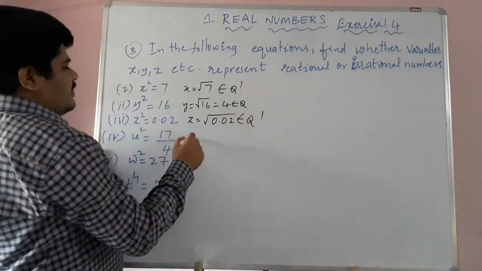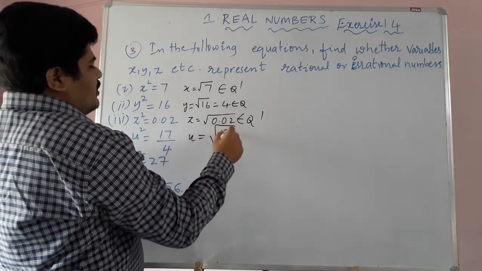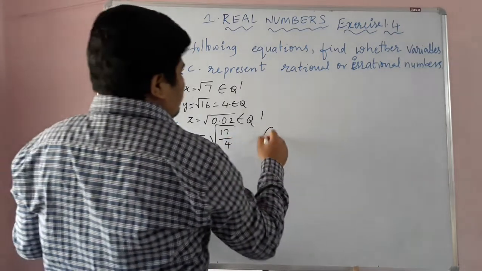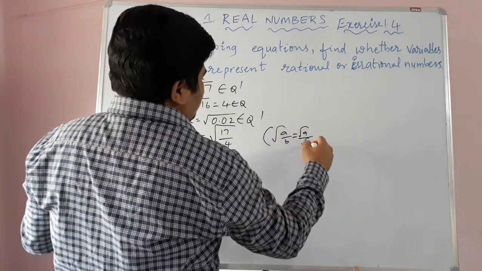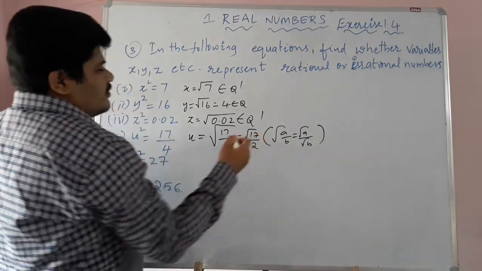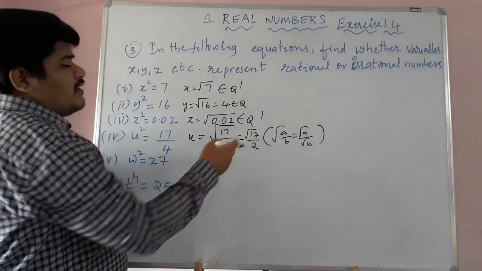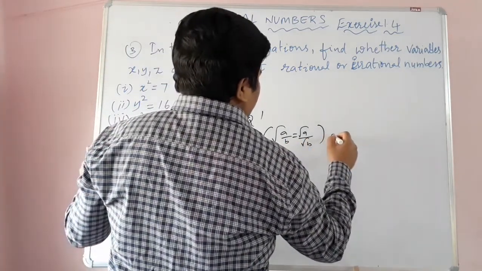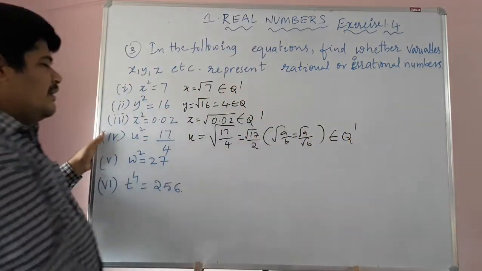And u square is equal to 17 by 4. So u is equal to under root of 17 by 4. Students, we have one formula: under root of a by b is equal to root a by root b. So this can be written as root 17 by root 4, which is 2. So root 17 by 2 is irrational only. 17 can't be expressed as the square of another number. So this belongs to Q dash, meaning an irrational number.